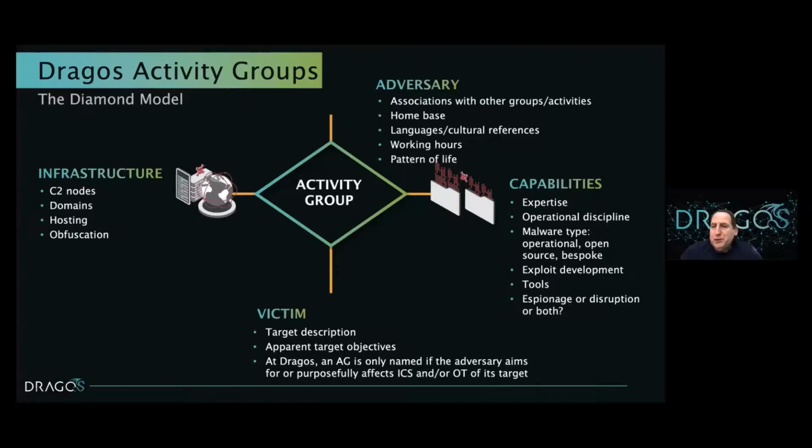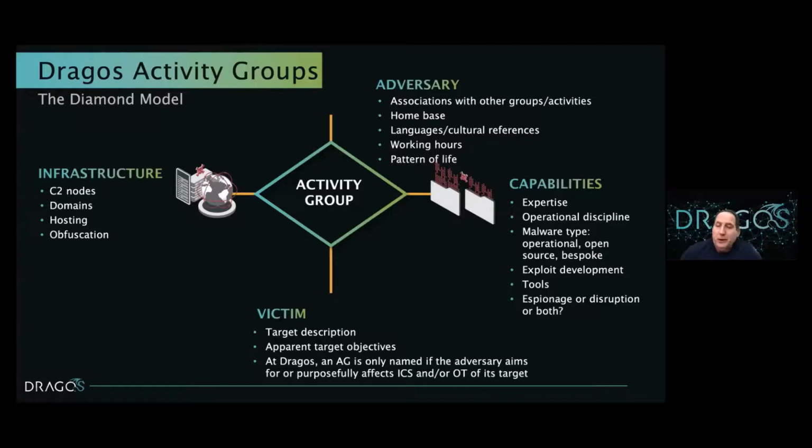Capabilities, we look at expertise, operational discipline. Are they changing their code each time they attack? Are they changing their TTPs? Are they obfuscating? Are they hiding? What's the malware type? Is it open source? Is it bespoke? Now, bespoke malware is very well designed malware that is not only focused on ICS environments or operational technology environments, but it shows a high degree of development. Though I won't use the word sophisticated here. Bespoke is the term. Exploit development tools, espionage or disruption, or both.